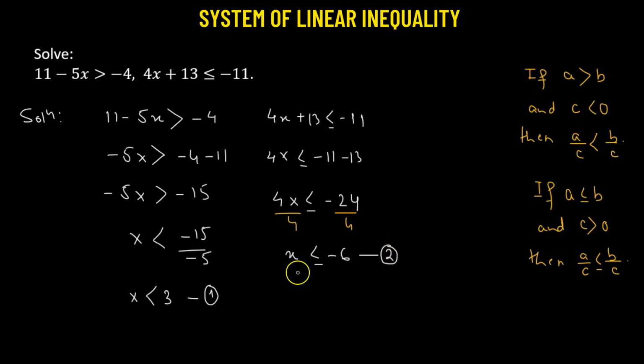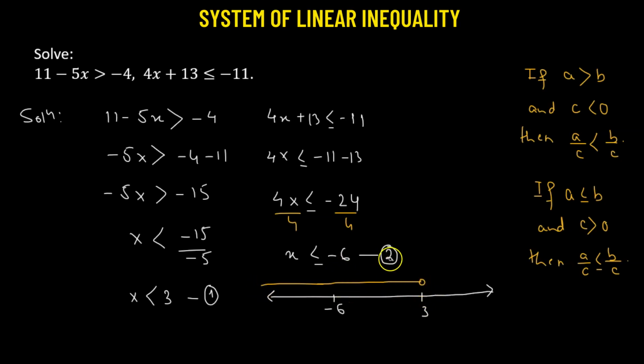Now we'll have to find a solution that's common to both 1 and 2. For this, we are going to consider our real number line. On it, we will have negative 6 and positive 3. For the first one, we have x less than 3. That means we'll have to consider all the values of x which are less than 3, lying to the left of x equals 3 and extending up to negative infinity. Here, x equals 3 is not a part of the solution. That's why we've used a bubble here.